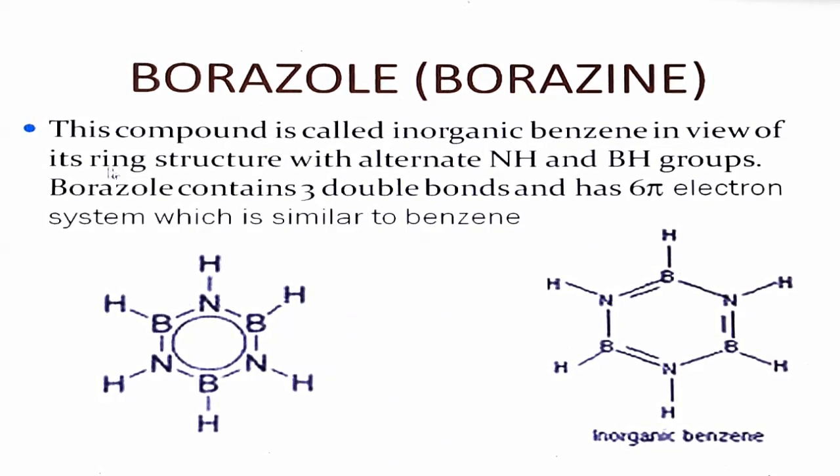In view of its ring structure with alternate NH and BH groups, borazole contains 3 double bonds and it has 6 pi electrons. So here you can see the structure of borazole or borazine. And this is the example of inorganic benzene, because this structure is very similar to benzene. Here you can see 3 alternate double bonds.